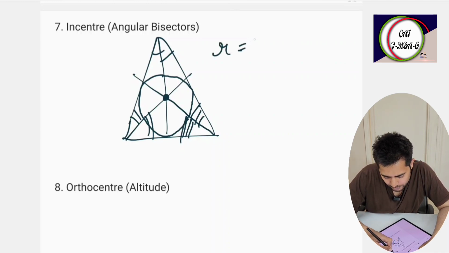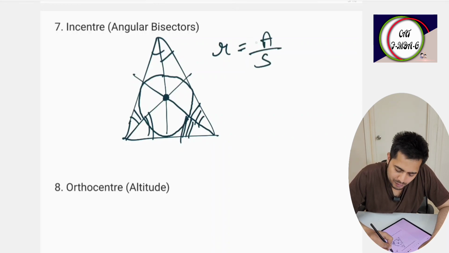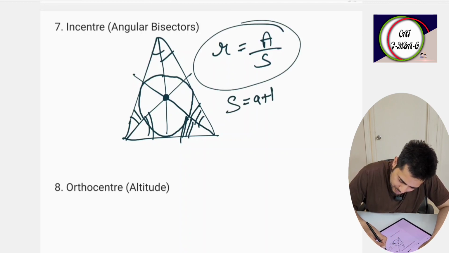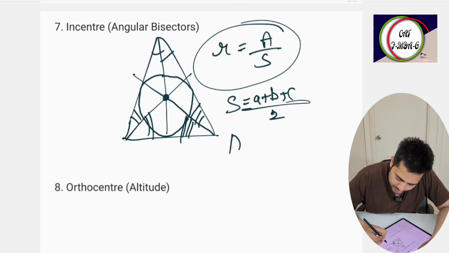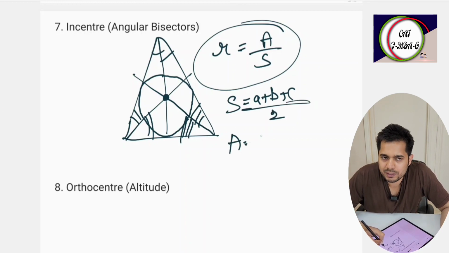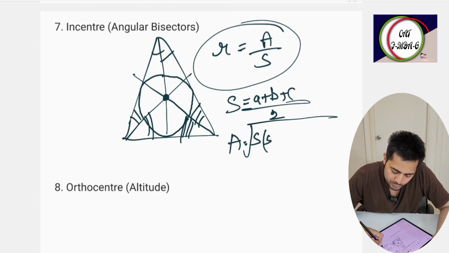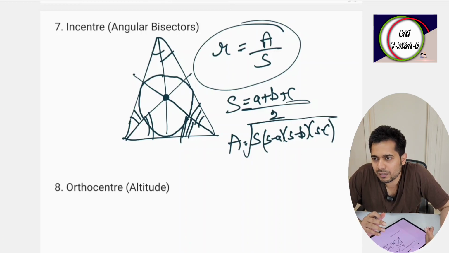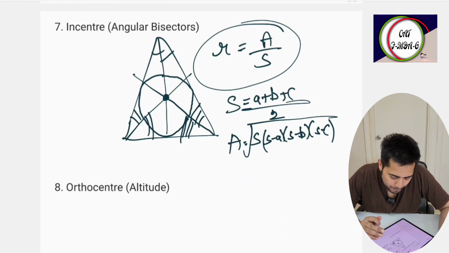The inradius is calculated as area by semi-perimeter. The semi-perimeter is a plus b plus c by 2. Area you can calculate in many ways: half into base into height, or a into b into sine theta, or root of s into (s minus a) into (s minus b) into (s minus c). You can use a lot of formulas. You have to go by the conditions given in the question. Okay, this is the incenter.